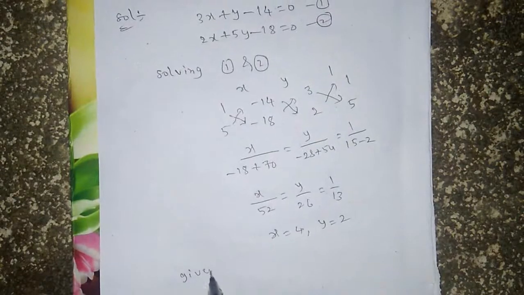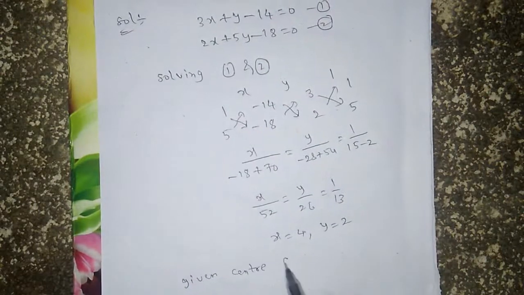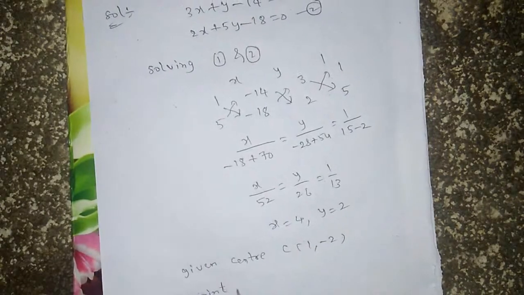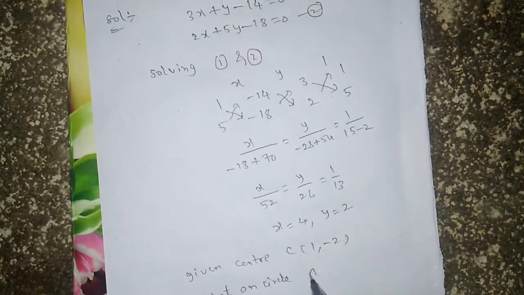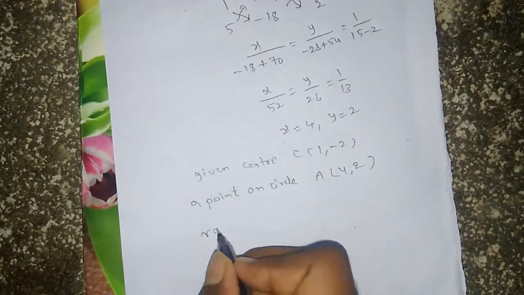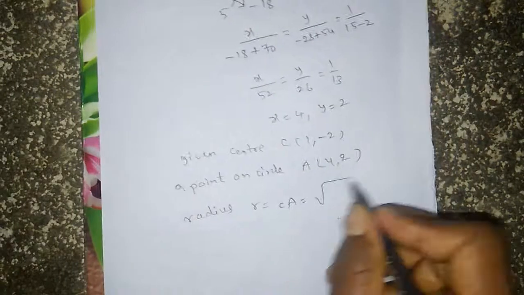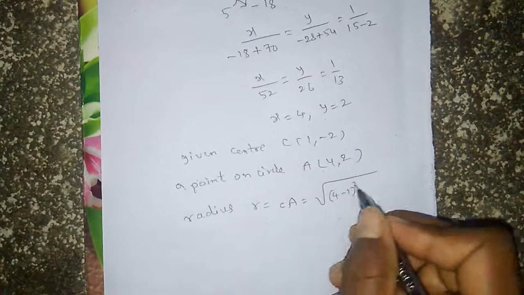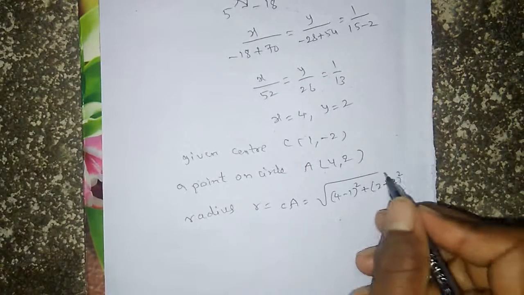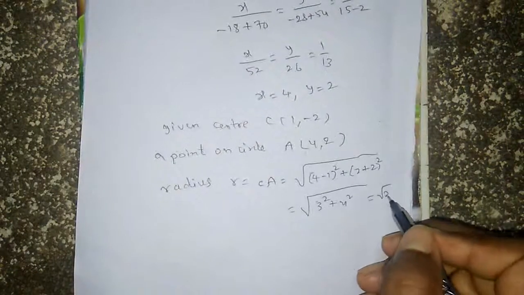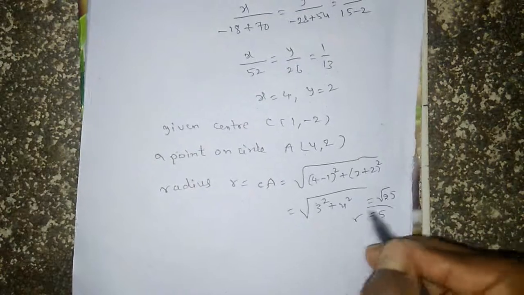Here the given center of the circle C is (1, -2). A point on the circle is the one we already found, that is (4, 2). This implies the radius r is the distance between C and A, that is root of (4 - 1)² + (2 + 2)², that is root of 3² + 4², that is root 25, which is equal to 5. The radius is 5.